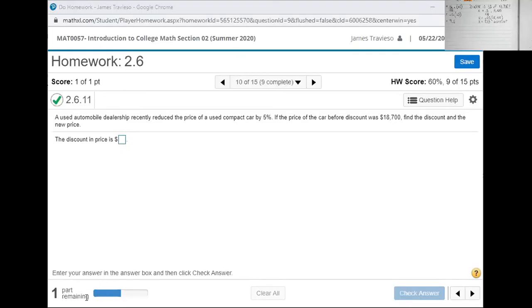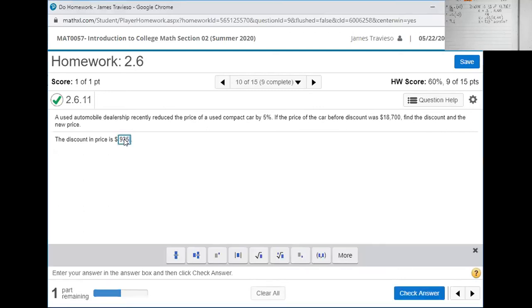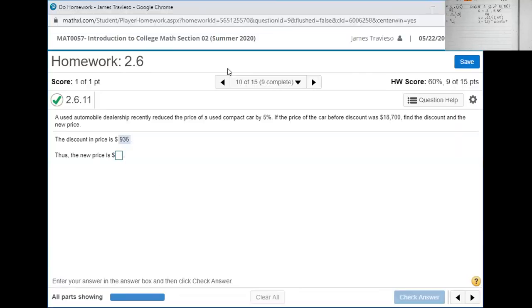Then you have multiple parts. Discount is 935. Put that in. Check your answer. And then it says, thus the new price. So that's my discount. I'm not paying $935 on a car that's 18,700. That is how much I'm saving off a car that's 18,700. So how do I find that new price? You're going to take your original price and subtract your discount.